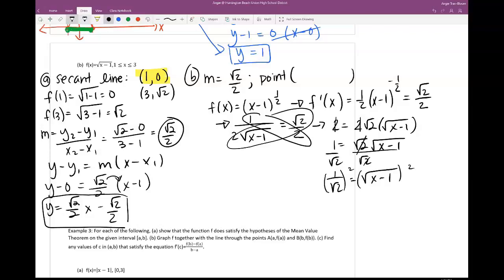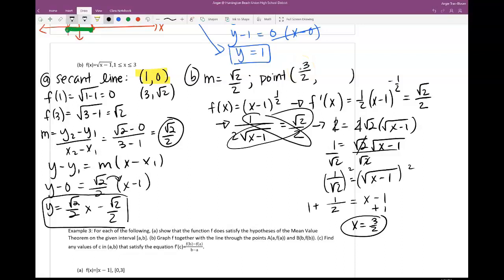Okay. So if I'm squaring both sides, I now have, what do you think you have? 1 over 2, right? The square root of 2 in the bottom becomes a 2, equal to x minus 1. Now I'm going to add 1 to both sides. So x is now 1, and another half is now 3 over 2. So my x location is 3 over 2.